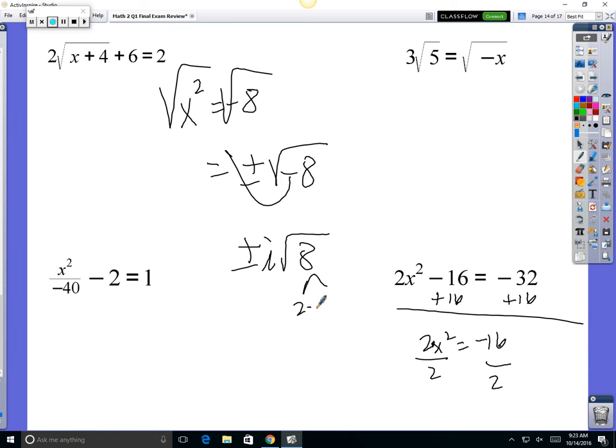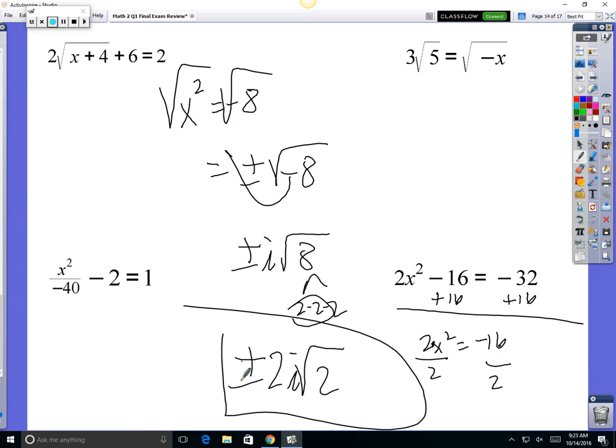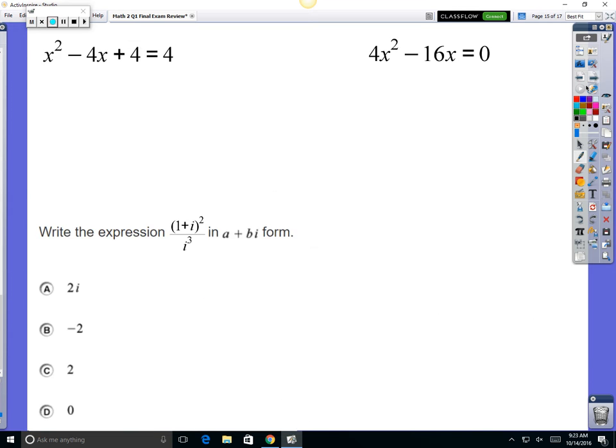And 8 is 2 times 2 times 2. That is your square. Take it out, your final answer is plus or minus 2 imaginaries times the square root of 2. Okay, 2 more.